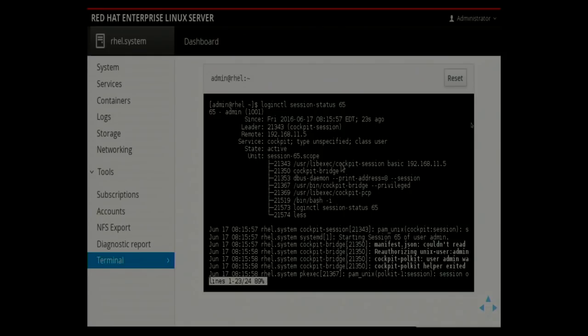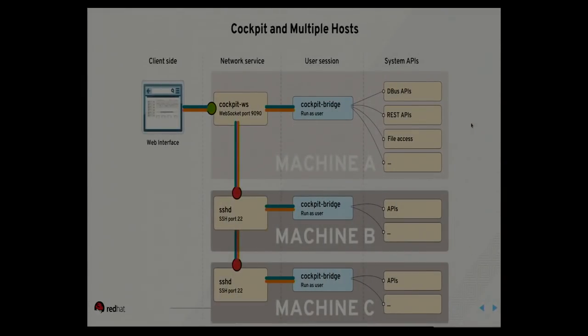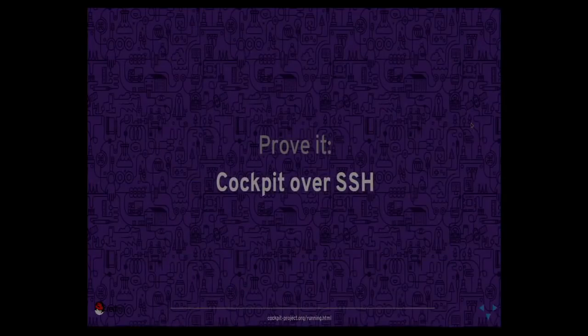This is the same login session that I logged in as. It's a login session, it's a PAM session, it's a SELinux session, it's all the different kinds of sessions. And the JavaScript is part of that session. It works over SSH. We talked about connecting to one machine over Cockpit WS, but we're able to connect to other machines over SSH and have them show up in Cockpit as well.